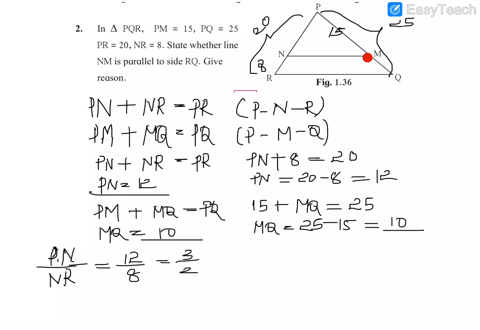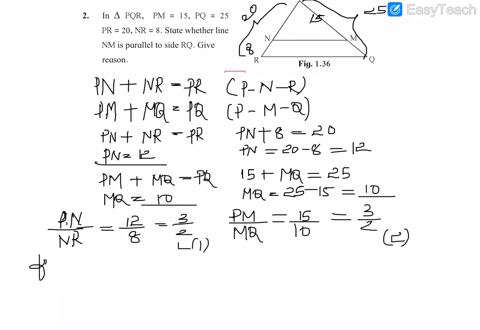Now the next side, that is PQ side, PM by MQ. Value of PM is 15 and MQ we have found as 10. So I am writing it. PM by MQ is equal to 15 by 10, that is also 3 by 2. So we have found that PM by MQ and PN by NR are the same, since their value is 3 by 2.